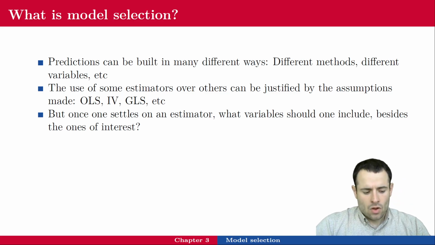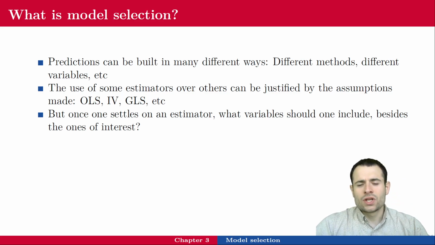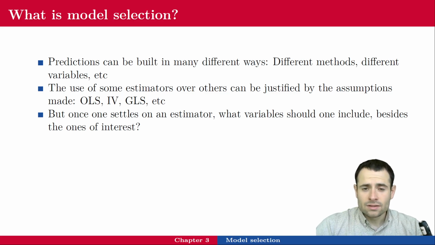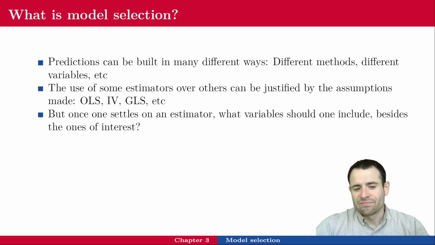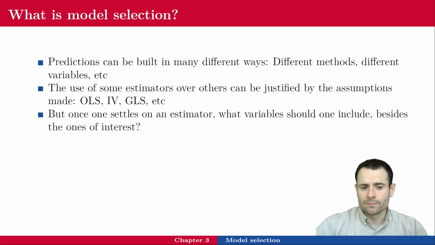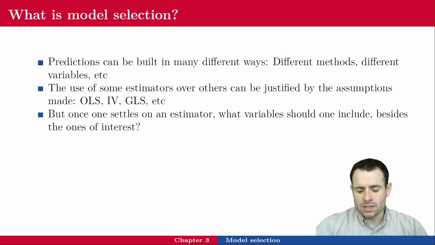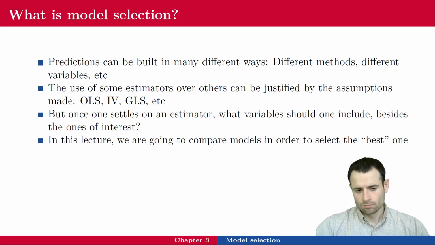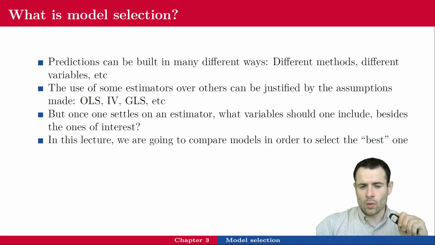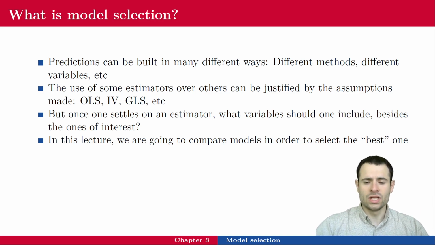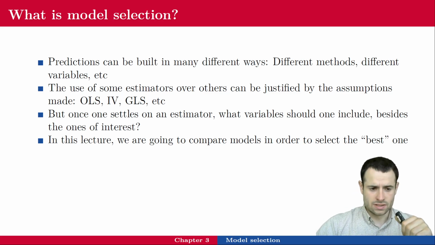Now, assumptions are going to justify which estimator to use. Yet, we are not done yet. Once we choose an estimator, which variable should we include besides the one of interest? Of course, it is going to depend on our objective. Do we want to predict? Do we want to estimate? So in this lecture, we are going to compare models in order to select the best one. I put best in quotation marks because, of course, we need to define what best means.